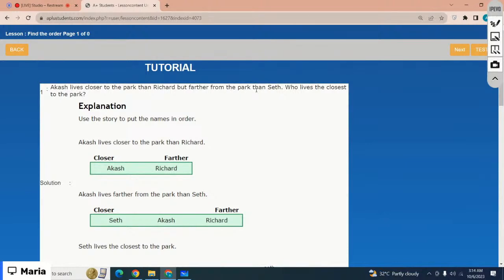So that means, Akash is farther from the park than Seth. That means Seth is the one who lives closest to the park. The question is who lives the closest to the park, so that would be Seth. The basic thing here is you need to understand the question carefully. If you understand the question carefully, you will get your answer.